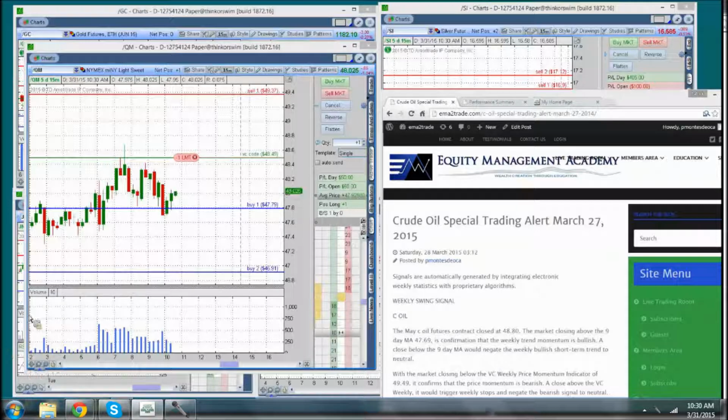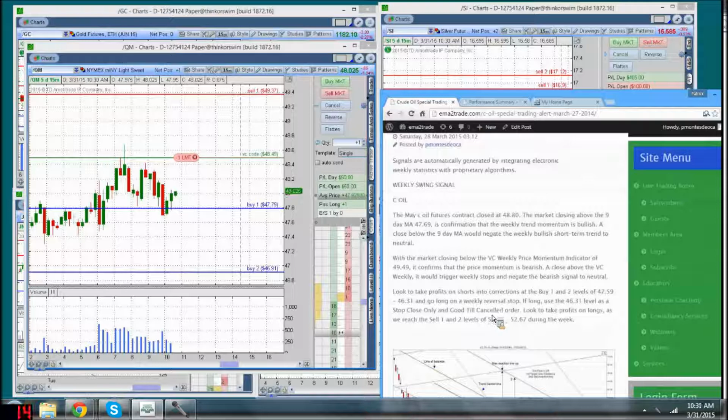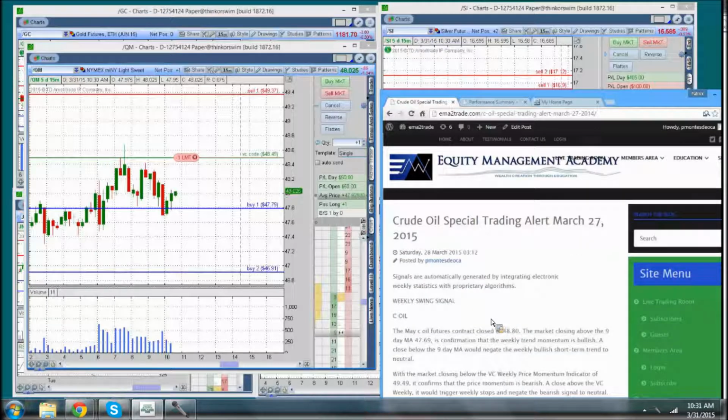On this segment, I would like to focus on a special alert that was published on our website recently regarding the crude oil market. Basically, this is a special trading alert that we published on March 27th. But I wanted to review this particular market and signals that are indicating that we could be in a major area of support. And it's a very interesting formation that we're getting.